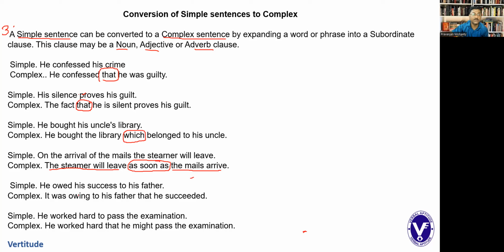He owed his success to his father. It was owing to his father that he succeeded. He succeeded is an independent clause. It was owing to his father is a dependent clause joined by that. He worked hard to pass the examination. He worked hard that he might pass the examination. He worked hard is an independent clause. He might pass the exam is again a clause connected by that.